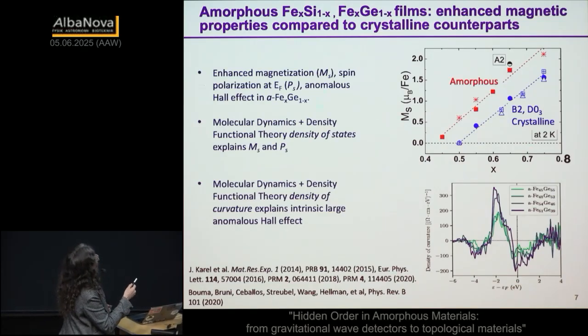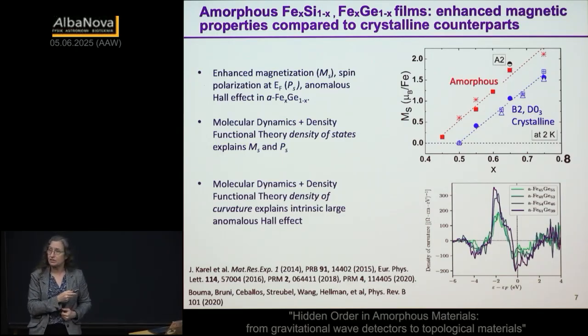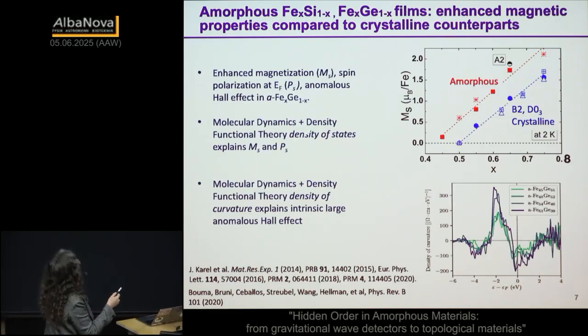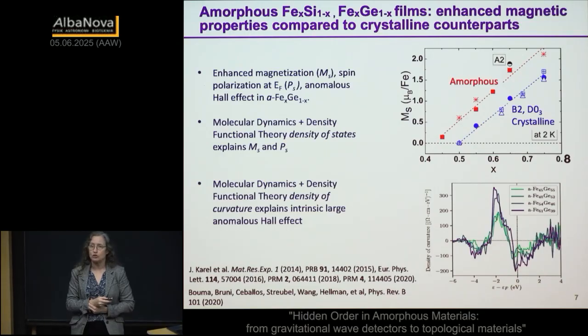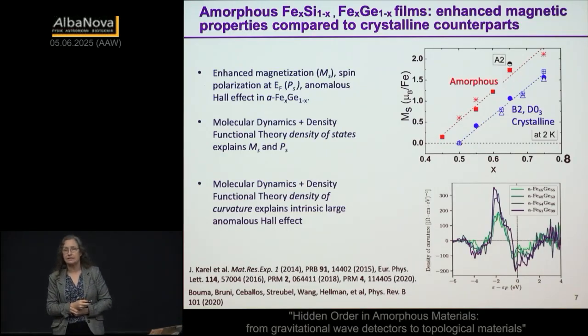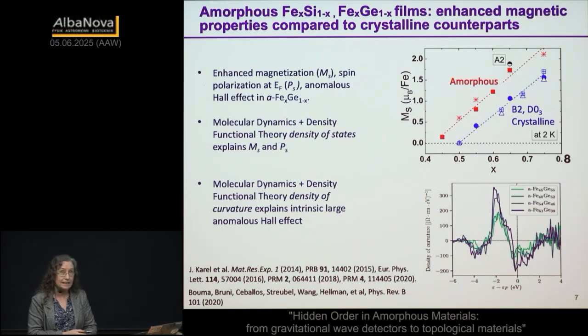So what we actually find is we have enhanced magnetization, and we have enhanced spin polarization at the Fermi energy, which we measured using an Andreev reflection experiment. We have an anomalous Hall effect, which the first sign we had was that it looked like it was intrinsic. The reason I say it looked intrinsic is because it didn't scale with the resistivity the way you would expect a scattering-induced anomalous Hall effect to depend. So we had indications that it was an intrinsic anomalous Hall effect.